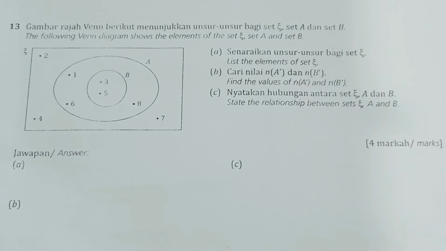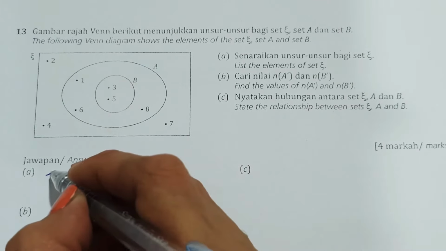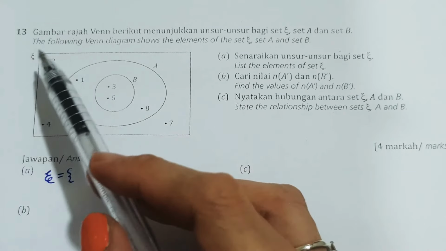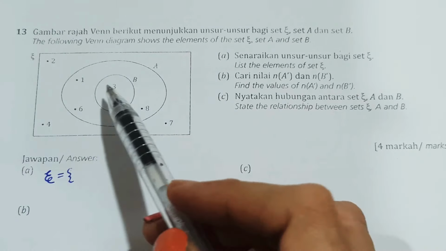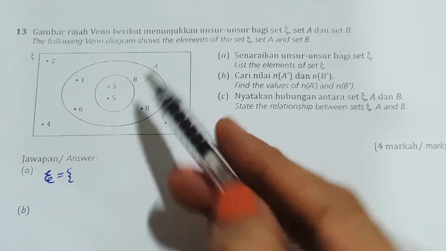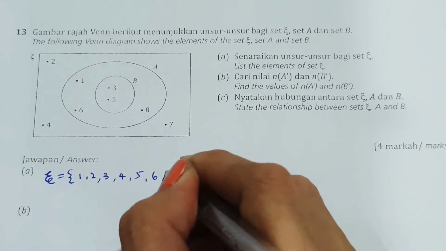Okay, 13. The following Venn diagram shows the elements of the universal set, and set A and set B. So we have to list the elements of the universal set. Okay, just list out. The universal set will be everything that you see in the shape given. So we have 1, 2, 3, 4, 5. Okay, so just write 1, 2, 3, 4, 5, 6, 7, 8.